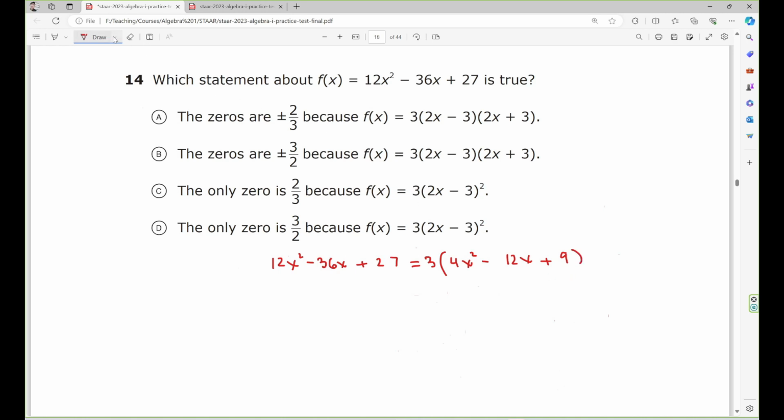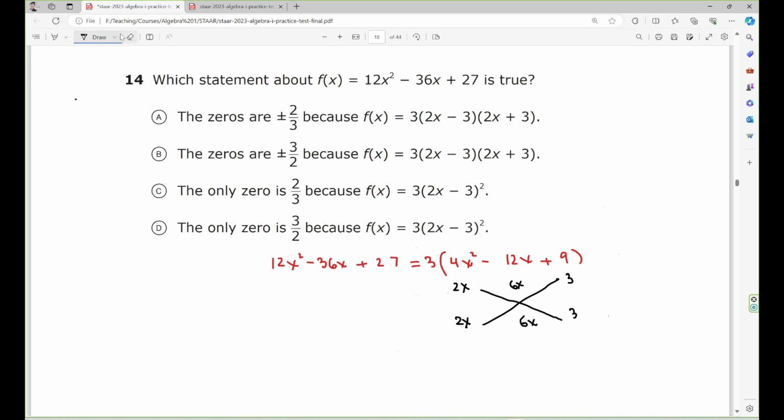Alright, so I observe that 4x squared, I take the square root of 4, it could be 2. Square root of x squared, it could be x, so 2x. And this is the square root of 9, it could be 3. Right, now I copy the same thing down right here. Now I multiply this one, 2x times 3, it could be 6x. I multiply this one, it could be 6x. I add them up, it could be exactly 12x. So I have a perfect square.